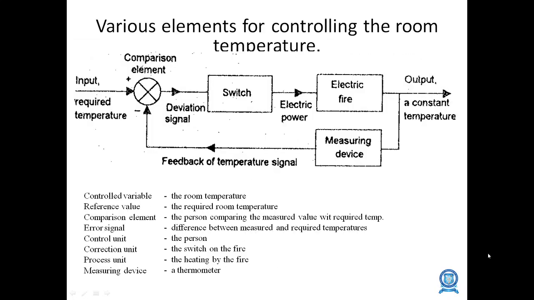Now the various elements for controlling the room temperature. The controlled variable is the room temperature. The reference value is the required room temperature. The comparison element is the person comparing the measured value with the required temperature. The error signal is the difference between the measured and required temperature. The control unit is the person. The correction unit is the switch of the fire. The process unit is heating by the fire. And the measuring device is a thermometer. So these are some of the elements for controlling the room temperature.